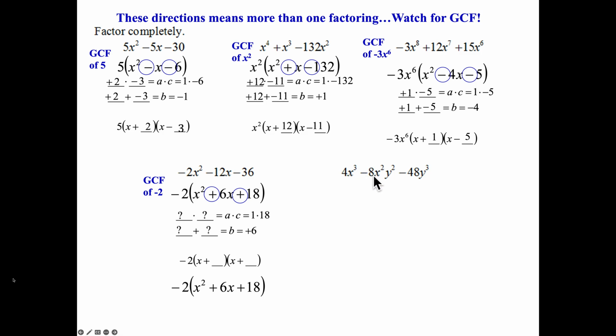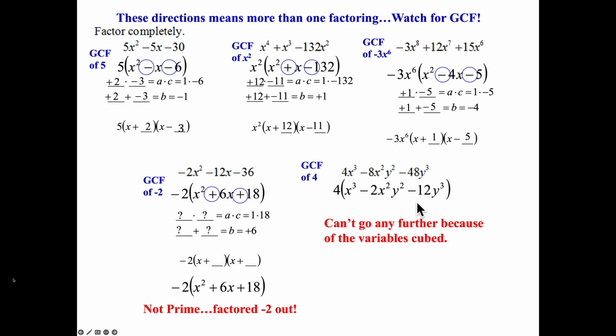4x cubed minus 8x squared minus 48y cubed. Okay, well, they all can take out a 4, which gives me x cubed minus 2x squared minus 12y. Okay, this does not follow my x squared plus an x term plus a constant. So we can't go any further. We'll just leave that again as my answer. Gave it away with the cubed. Wasn't working. And that wraps up 6-2.